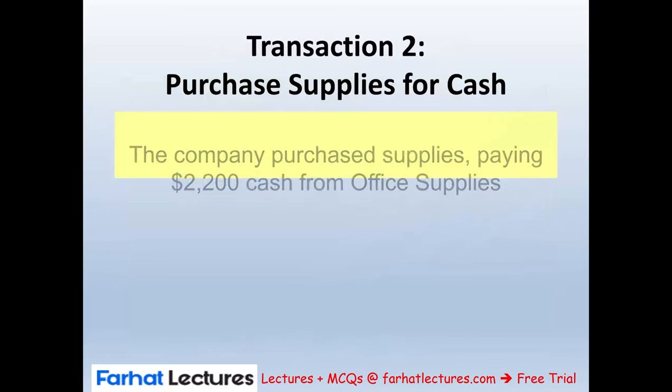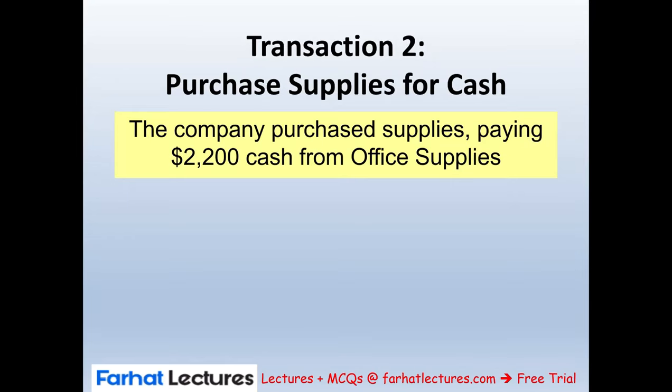Let's look at transaction number two. The company, which is Farhat Lectures, purchased supplies, paying $2,200 cash from office supplies. So they purchased supplies from office supplies. Do you understand what happened? Yes, Farhat Lectures, the company, purchased supplies paying cash. Well, we need supplies. We need papers for the printers. We need pencils. We need ink. We need all sorts of supplies to run the company.